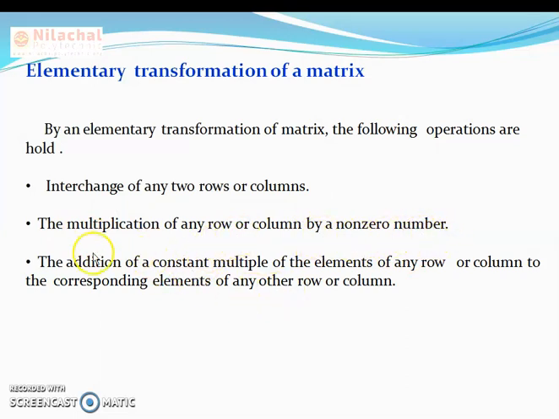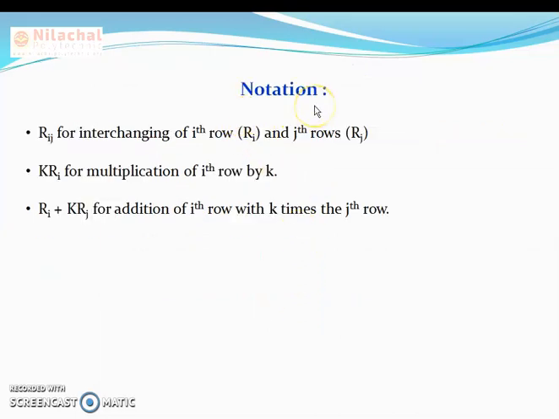You can multiply. And the third one is the addition of a constant multiple of the elements of any row or column to the corresponding elements of any other row or column. That means you can add any 2 rows or 2 columns by multiplying by some constant. Okay, so these are the 3 points you can use at the time of operating on your long question. Then notation, you have to use some symbols. As you know, the rows are denoted as R. First row will be denoted as R1, second row as R2, third row as R3.